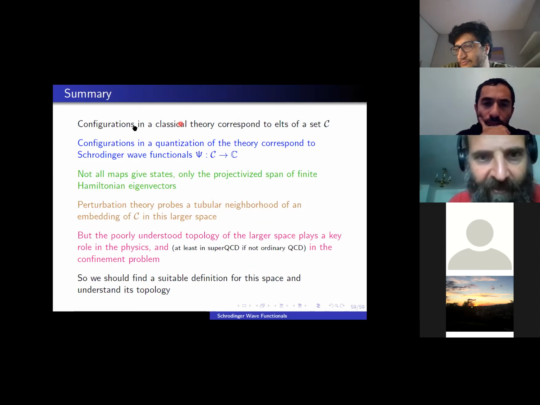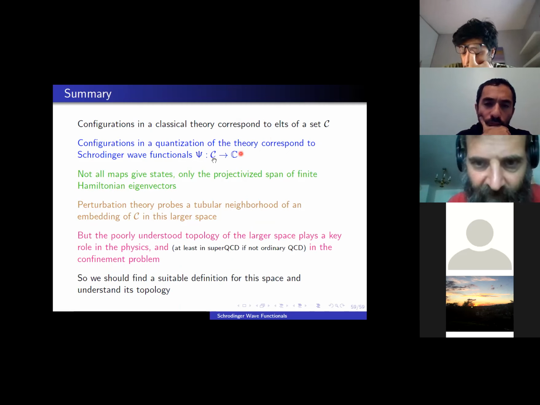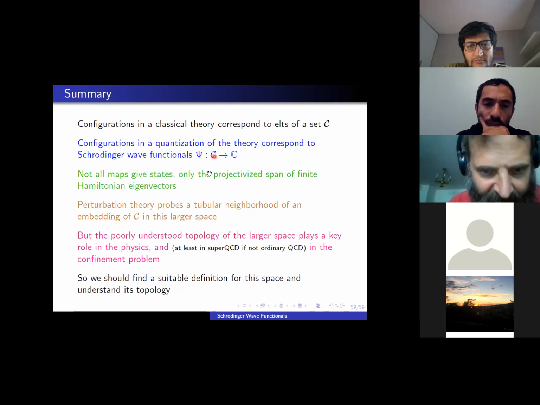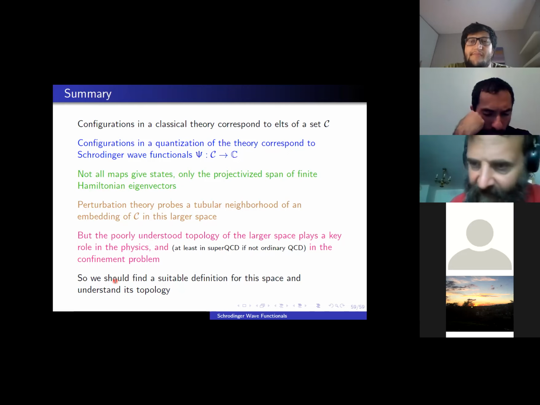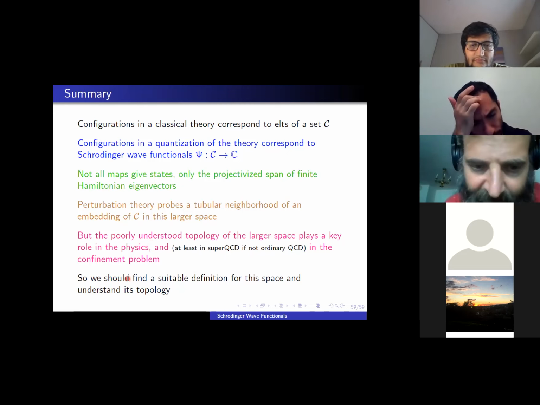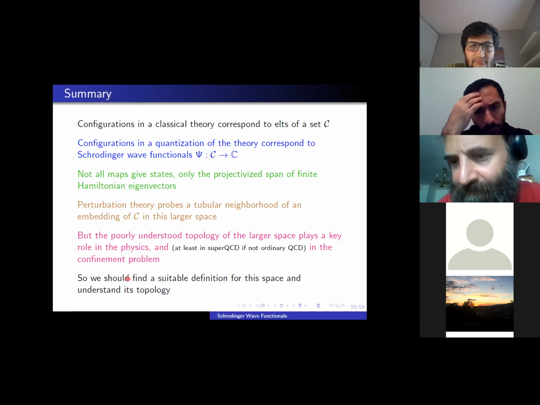So let me sum up the talk. The configurations in the classical theory correspond to some big set C. Configurations in the quantum theory are some projectivization of a subset of maps from C to the complex numbers. Perturbation theory just probes a tubular neighborhood of the embedding of C in this space. But the topology of the larger space seems to be important, at least in super QCD, maybe in ordinary QCD, for the confinement problem. But in order to attack these, we need to be able to define these spaces and then try to understand their topology and see what this thing actually is. Okay, thanks.